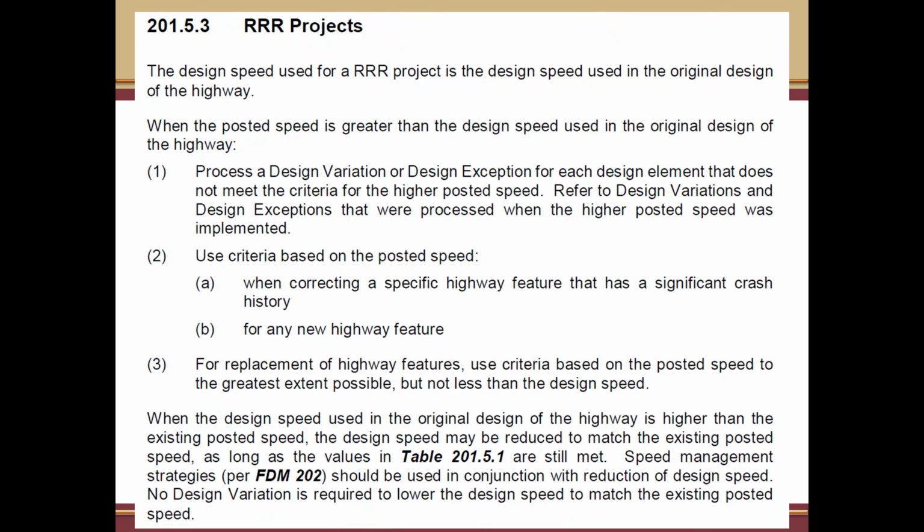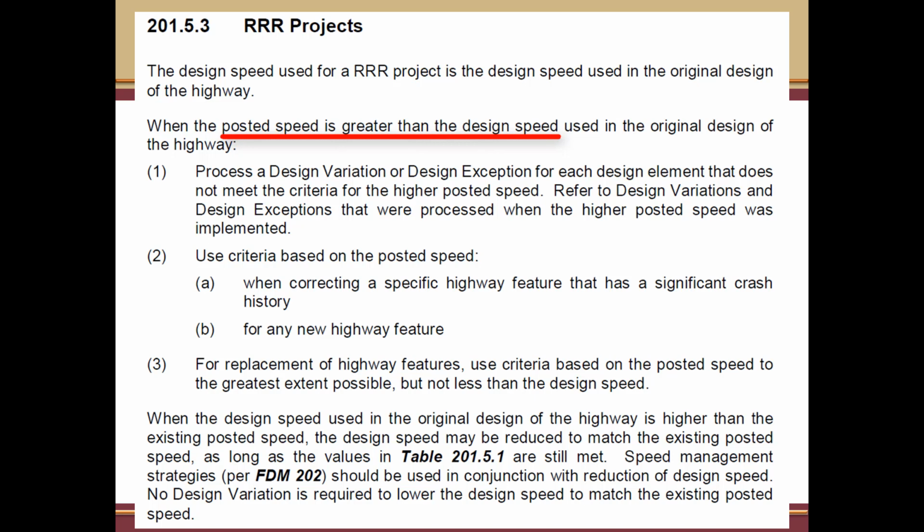And basically what it's pointing out is that when you're talking about posted speed, and you've got a situation on your project where the posted speed is greater than the design speed that was used in the original highway, then you can process a variation or a design exception for each design element that does not meet the criteria for the higher posted speed. And that's described how to do in other parts of the FDM.